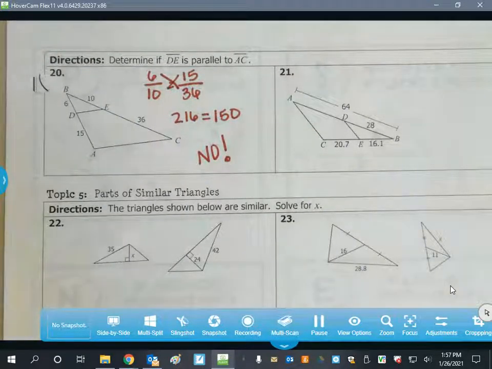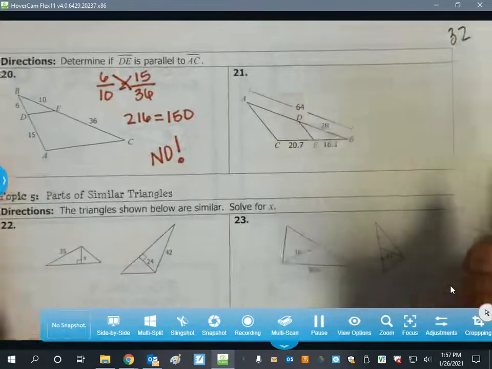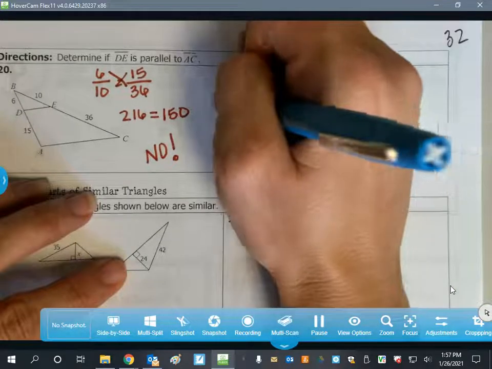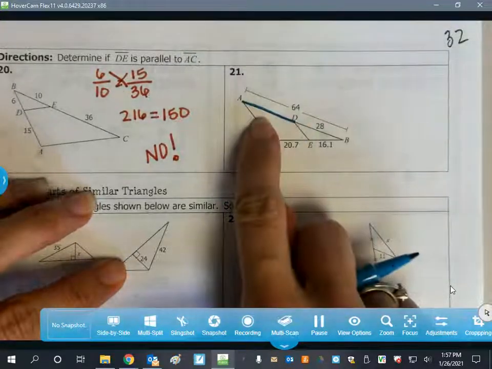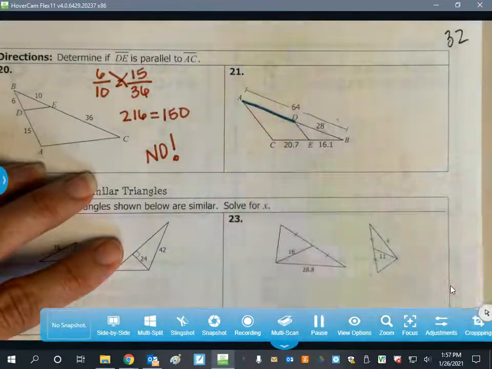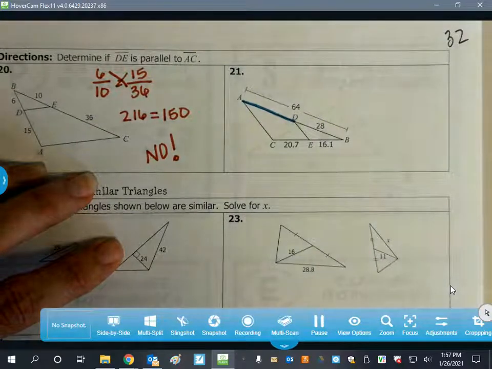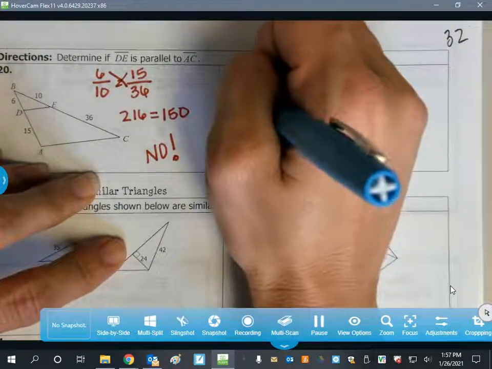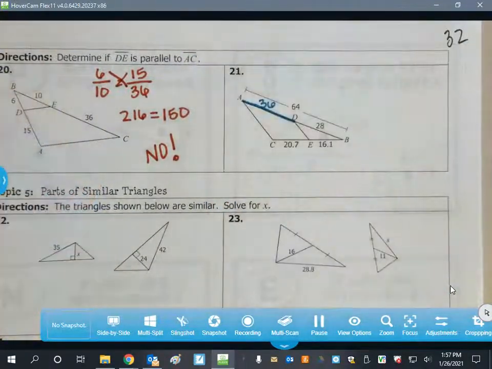All right, let's try the next one. So remember, you need this smaller piece. So the first thing you need to do is do 64 minus 28 to get that smaller piece. So this smaller piece is 36. Now, set up the proportion and see if the lines are parallel.